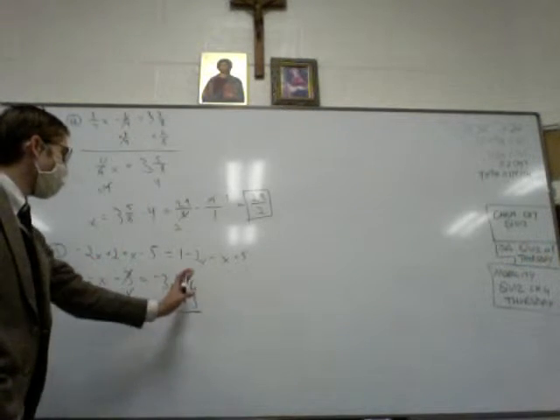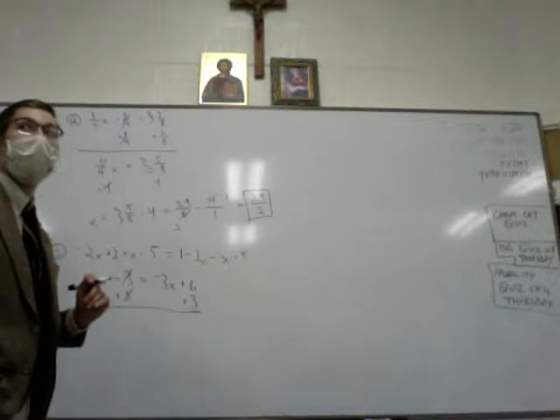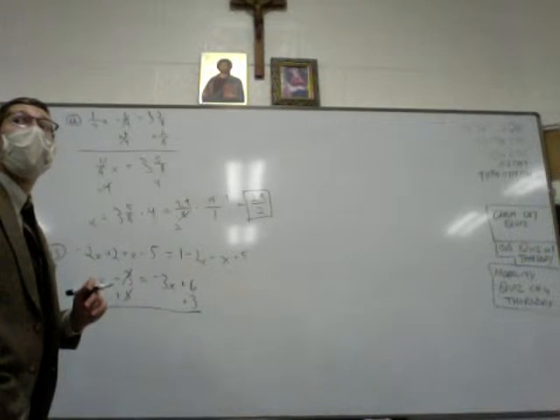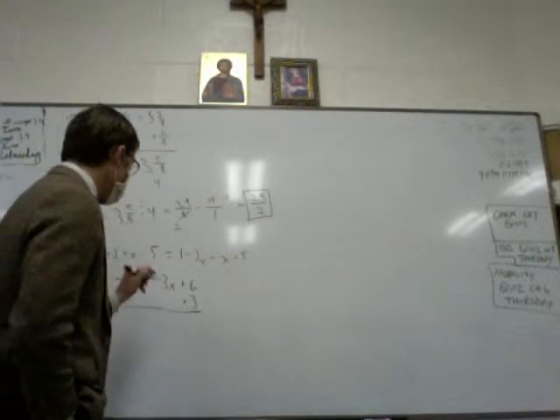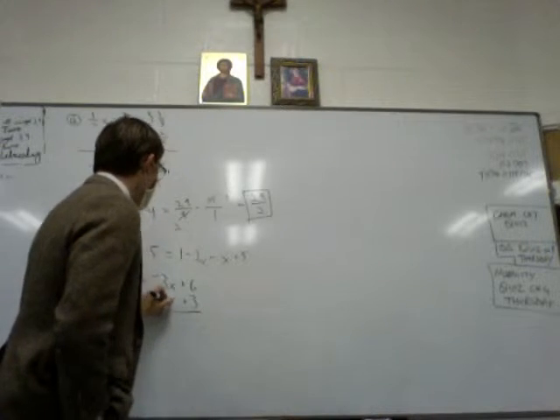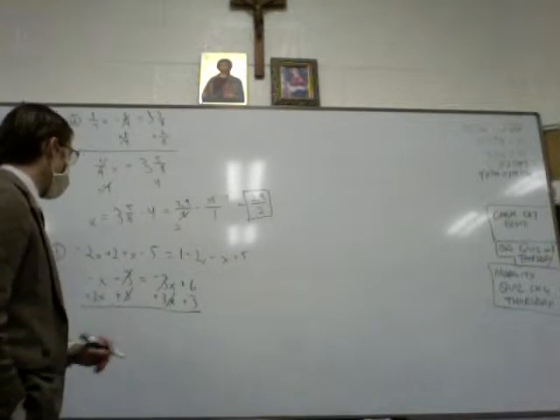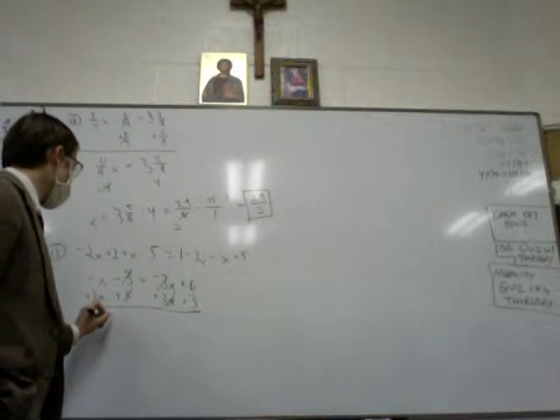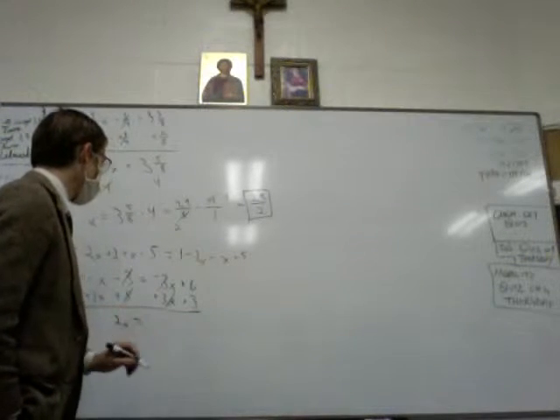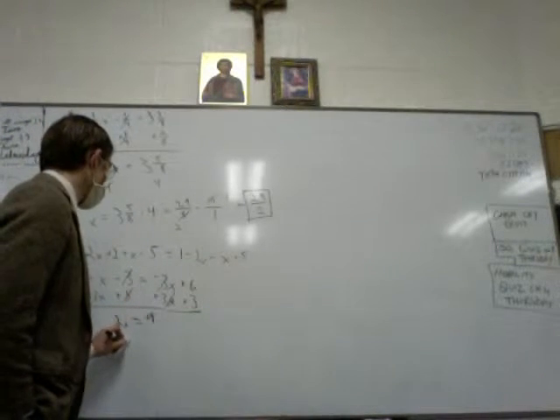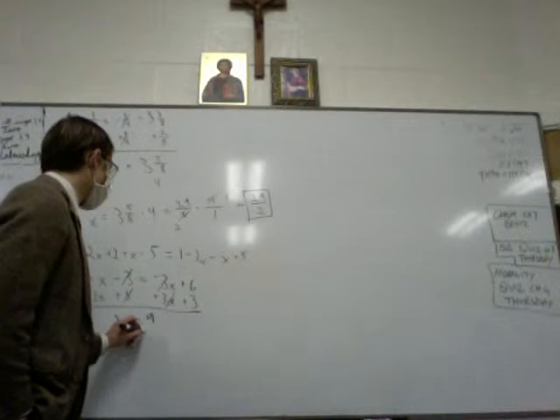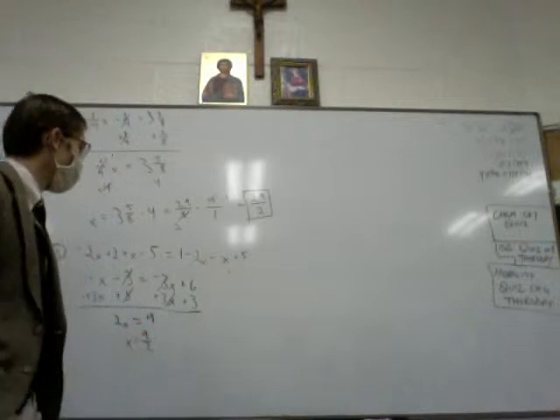We've got the constants move over to the right. How are we going to get the variables to the left? Add 3x. Add 3x, yes. So we've got negative 3x, we add 3x, we add 3x over here. Now what do we get? 2x equals 9, so x equals 9 over 2 or 4.5. Yep.